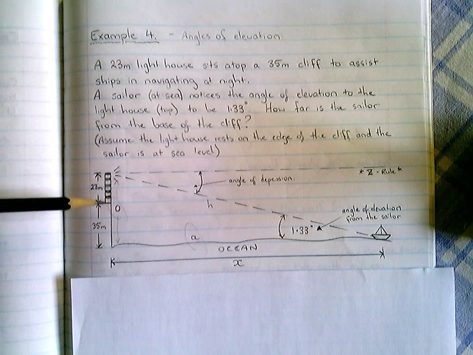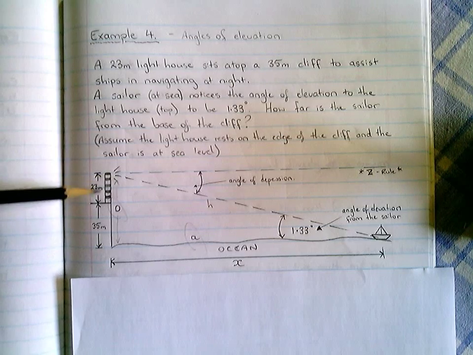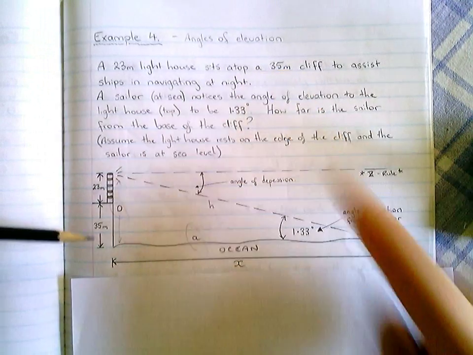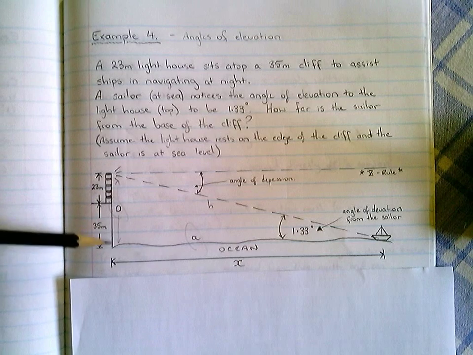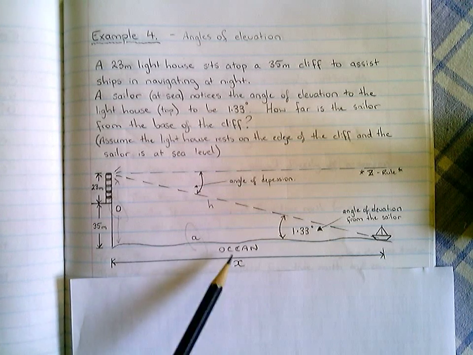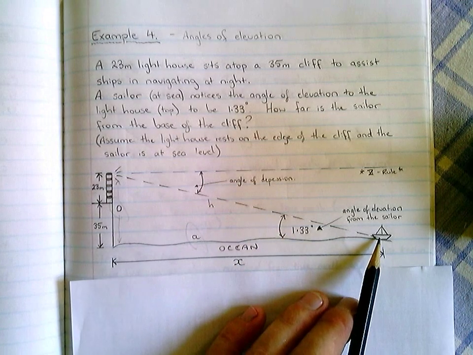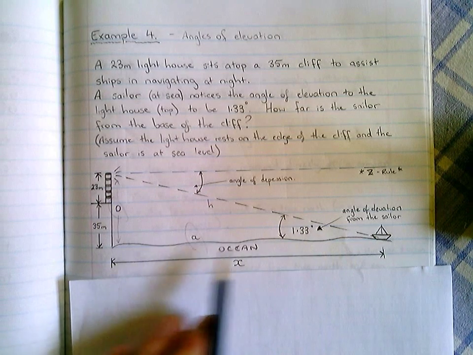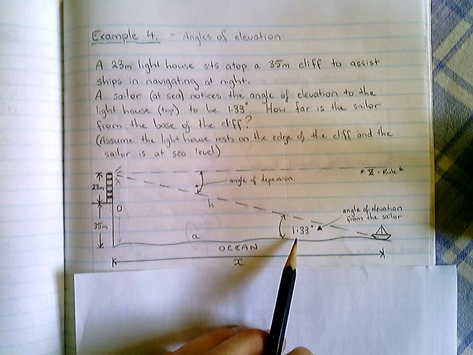What I have drawn here is my lighthouse, which is resting atop this cliff. The lighthouse is 23 metres, the cliff is 35 metres. The height of the cliff we're suggesting is the height above sea level. So there's the ocean or sea level, that's why we have a bit of a wavy line there. I've also put in the angle of elevation from the sailor to the top of the lighthouse, from sea level to the top of the lighthouse, to be 1.33 degrees.